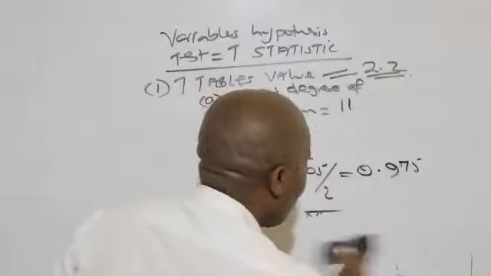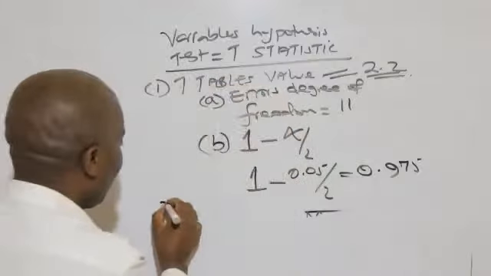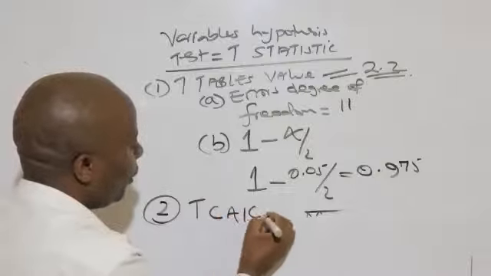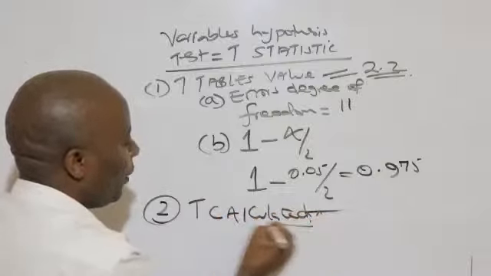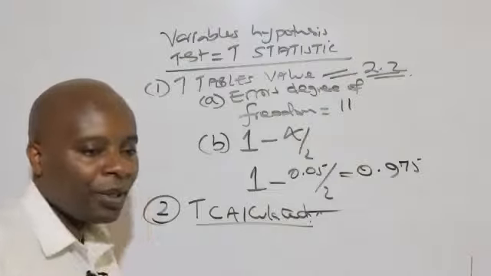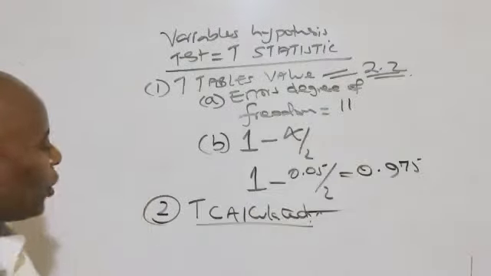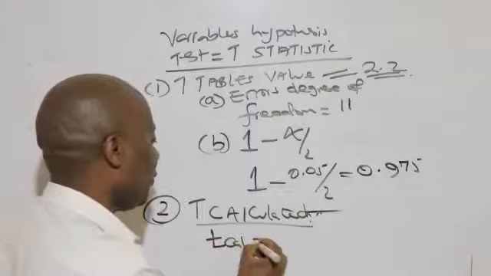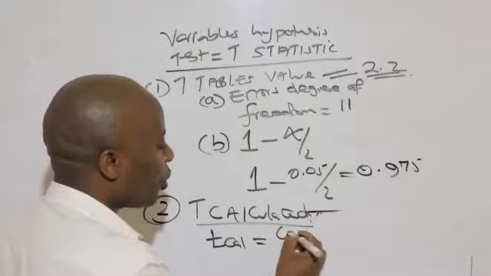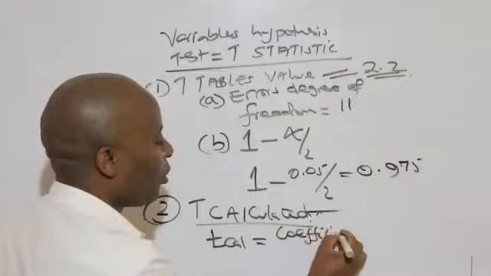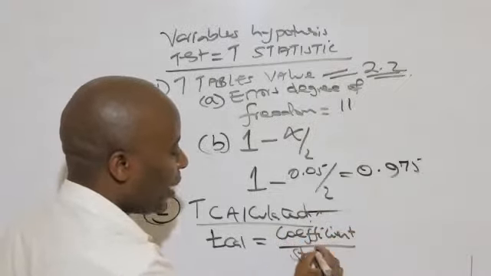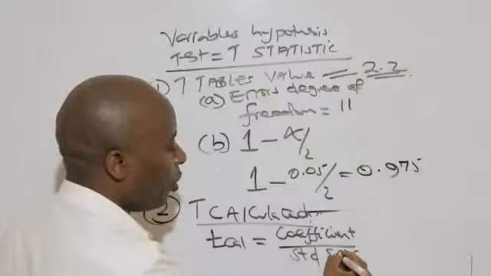Now, after that, the next step, number 2, will be to calculate what we call the T ratios or the T calculated figures. So the T calculated figure, T ratio, equals coefficient all over what? The standard error. Coefficient all over the standard error.